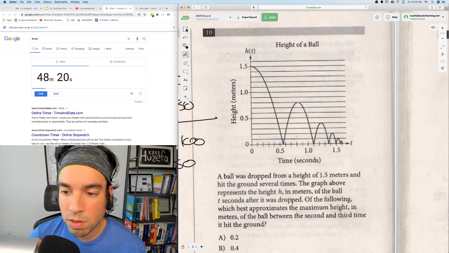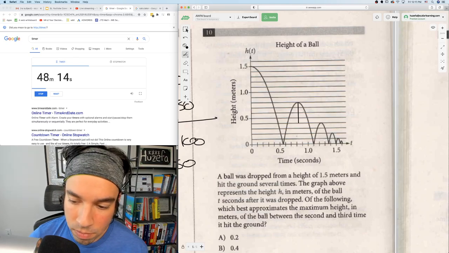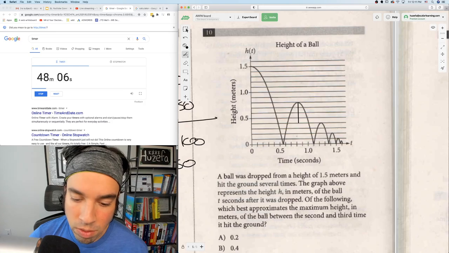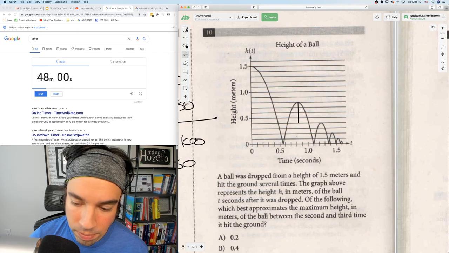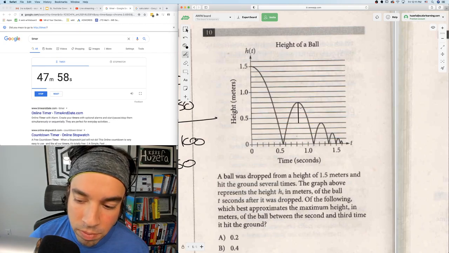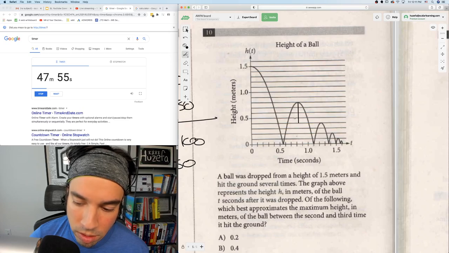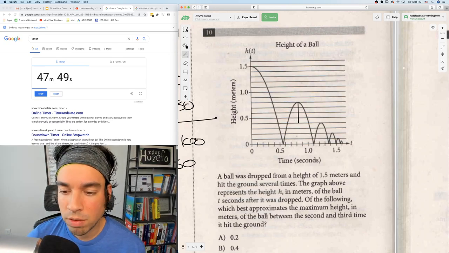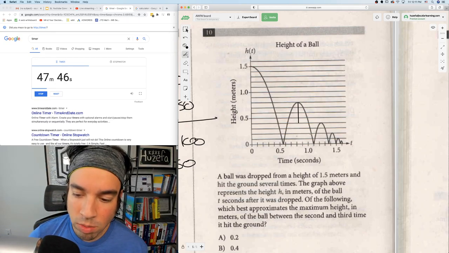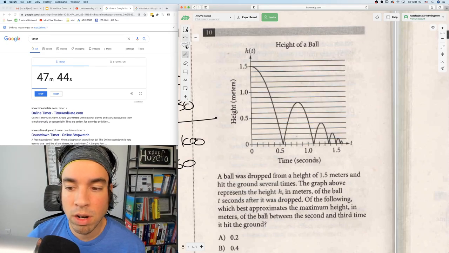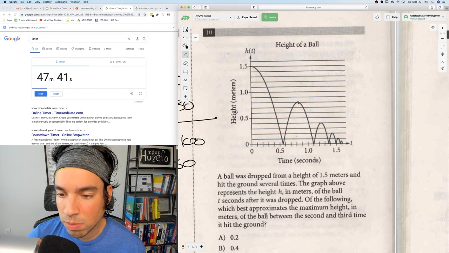So it's from here down to here. Okay. The graph above represents the height h in meters of the ball t seconds after it was dropped, right? Wait a minute. What am I doing here? This is the maximum height in meters of the ball between... What? Now I just got confused. The maximum. Oh, yeah. It is this. It's just right here. I don't know, my mind is wandering or something. It's 0.8.